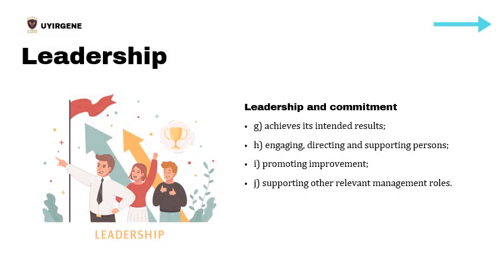Leadership and commitment. Top management shall demonstrate leadership and commitment with respect to the quality management system by ensuring that the quality management system achieves its intended results. Engaging, directing, and supporting persons to contribute to the effectiveness of the quality management system. Promoting improvement. Supporting other relevant management roles to demonstrate their leadership as it applies to their areas of responsibility.